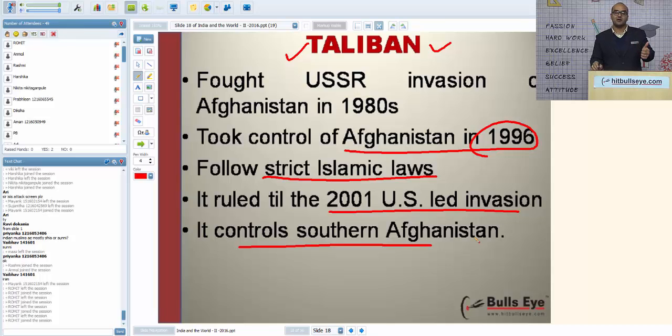Right now, while earlier it was defeated by the US-led coalition, this coalition has moved out of Afghanistan. But right now, we see a rise of Taliban-led forces in Afghanistan, which is threatening the stability of the region.